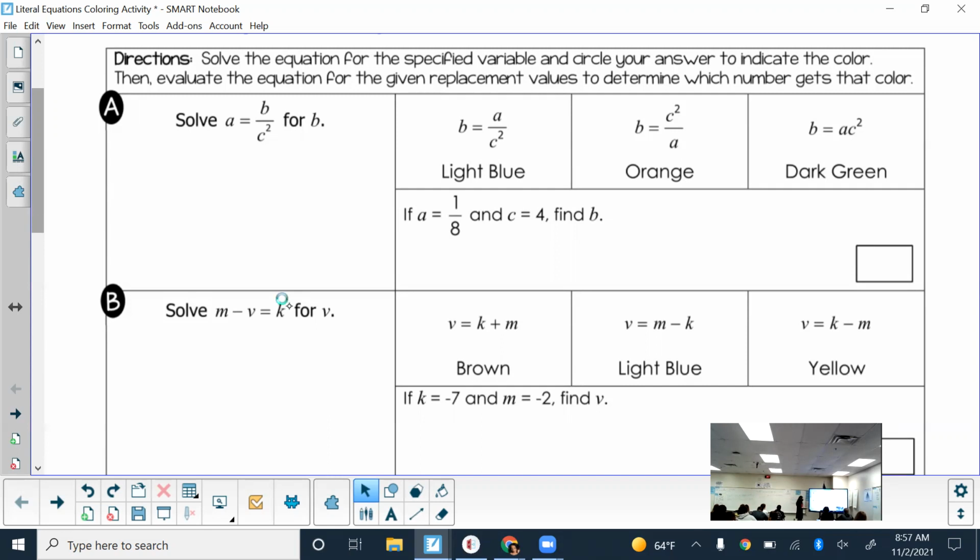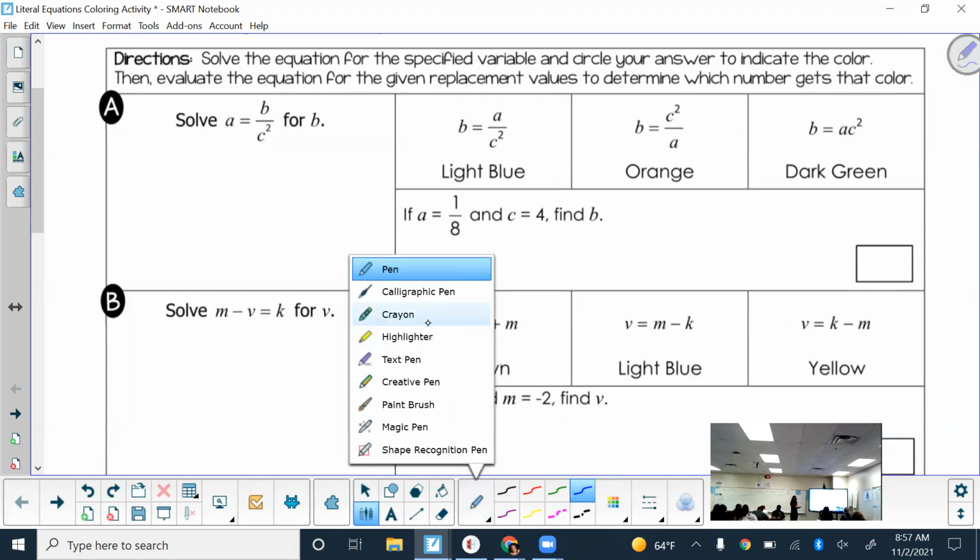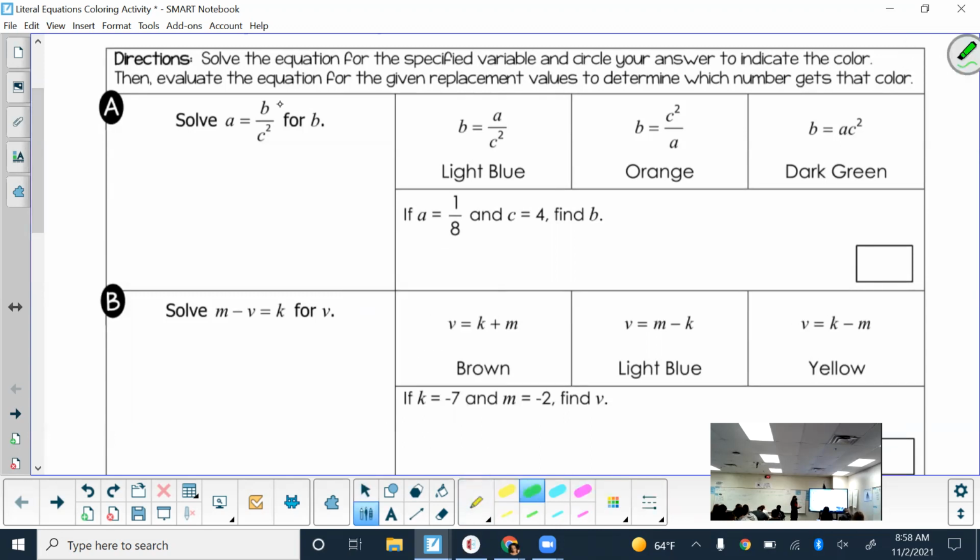sorry, hold on, I need to look. What I'm going to do is look at what's being done to the B. I'm going to highlight it here so you can clearly see it. Look at what's being done to the B. It's being divided by C squared. So how can I cancel out that denominator of that fraction? Good, multiply by C squared. That'll cancel it out on the right.